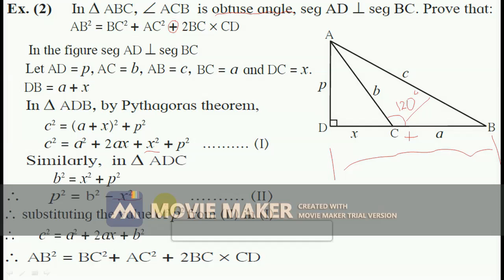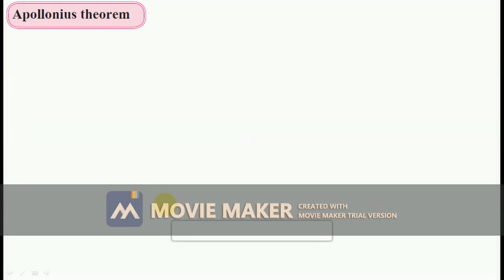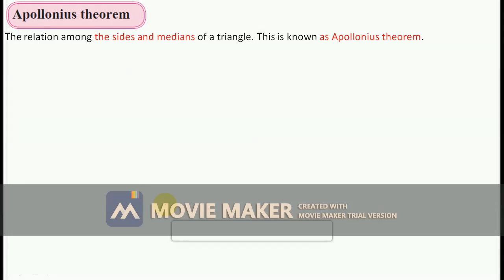What do we have to prove? We prove here. What do you mean by Apollonius theorem? Apollonius theorem gives the relations among the sides and medians of a triangle. This is known as Apollonius theorem. What do you mean by medians? Medians means the line segments which divide the other sides of a triangle into equal parts. Okay guys, here we have to find out the relations between the sides of our triangle and medians of our triangle, which is known as Apollonius theorem. Now we see here by example we can watch it.